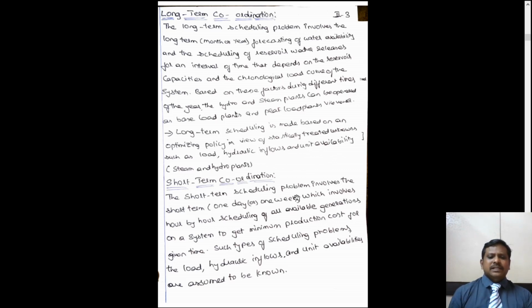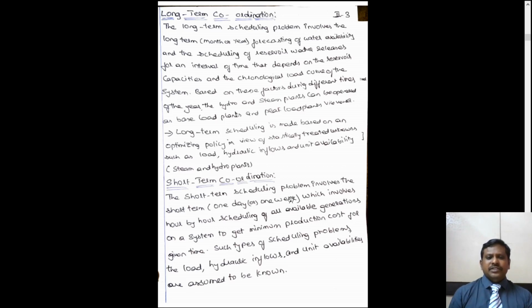Okay, next one is the short-term coordination. What do you mean by the short-term coordination? As we said, the scheduling will be considered for a day or 1 week, which involves hour by hour scheduling of all available generations on your system to get a minimum production cost for the given time. In such scheduling problems, the load, hydraulic inflows, and unit availabilities are assumed to be known.